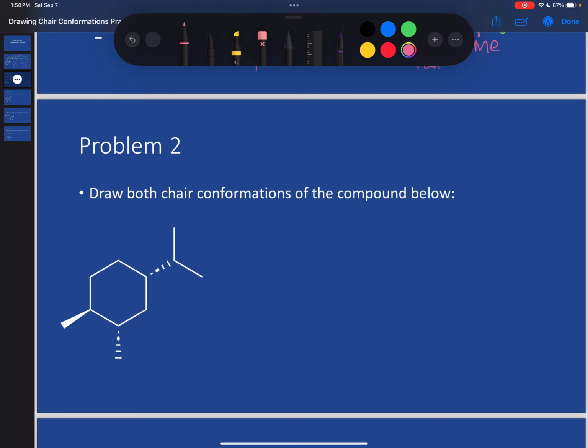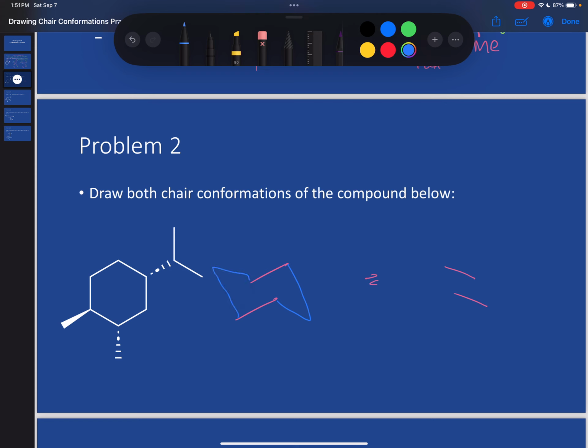Okay, so here is practice problem number 2. We're going to draw 2 chairs for the following structure, or cyclohexane. If you watched the first practice video, you know I'm going to start by drawing my parallel lines for my chairs. So there's an equilibrium that exists here.